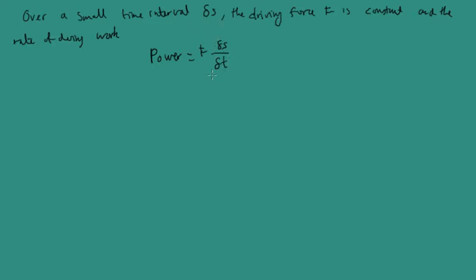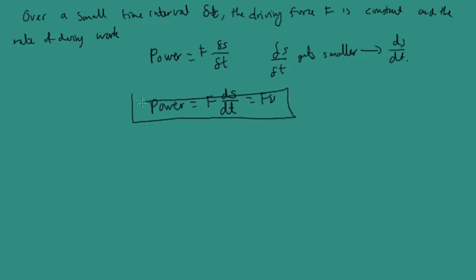So it's going to go over this tiny little displacement in this very small time interval. As dt gets smaller, ds by dt tends towards the instantaneous rate. So the power is the force times ds by dt. Now we know that ds by dt is the velocity, so the power can also be written as the driving force times the velocity. And this is when F is constant.